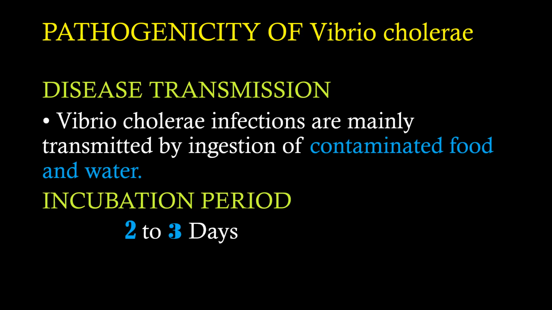The pathogenicity of Vibrio cholerae. Disease transmission: Vibrio cholerae infections are mainly transmitted by ingestion of contaminated food and water. The incubation period, that is the time taken to exhibit its symptoms, is about 2 to 3 days.